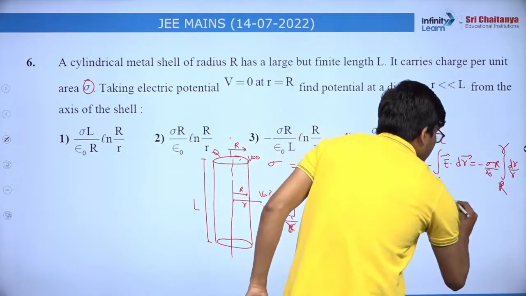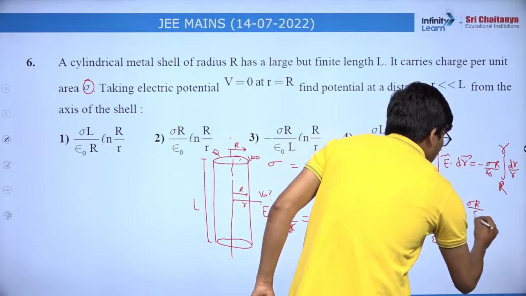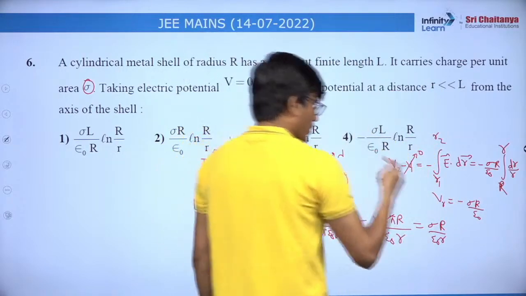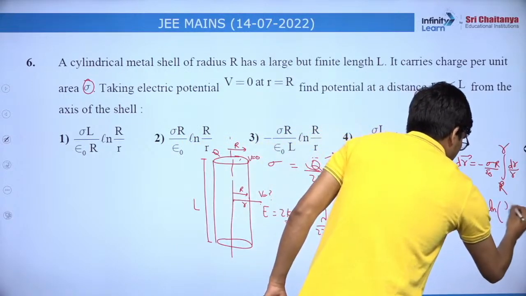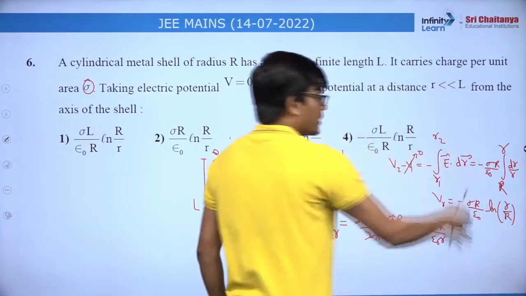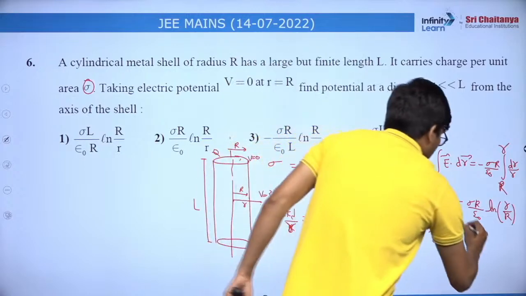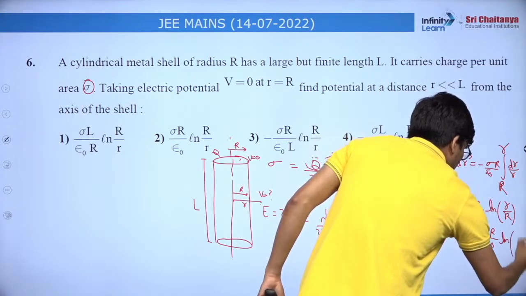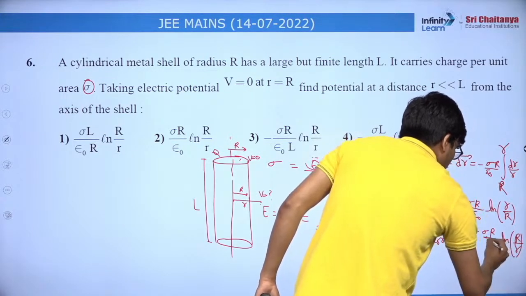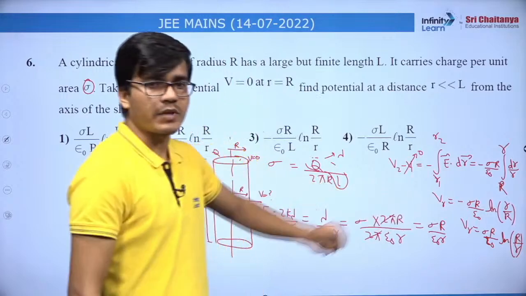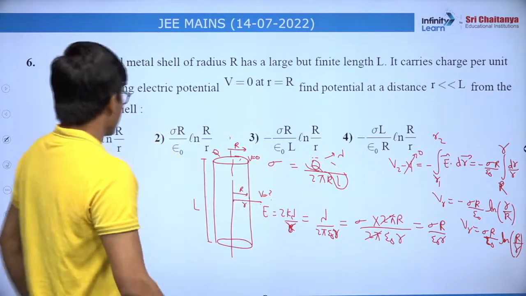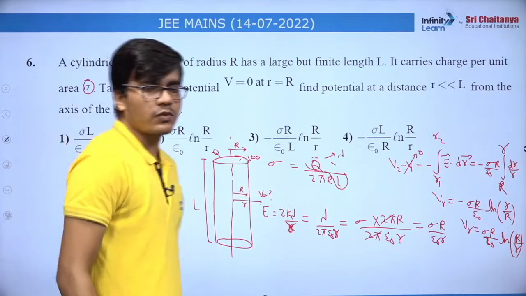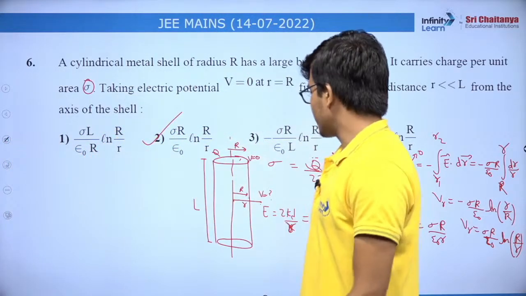So the potential at distance r is minus sigma R upon epsilon naught, and the integration of 1 by small r will be ln r. Upper limit minus lower limit gives ln small r by capital R. By the log property you can also write it as capital R by small r. So the second option is matching: sigma R upon epsilon naught into ln capital R upon small r.